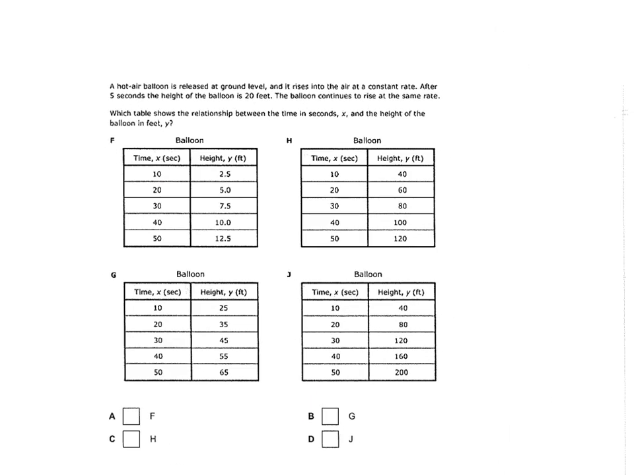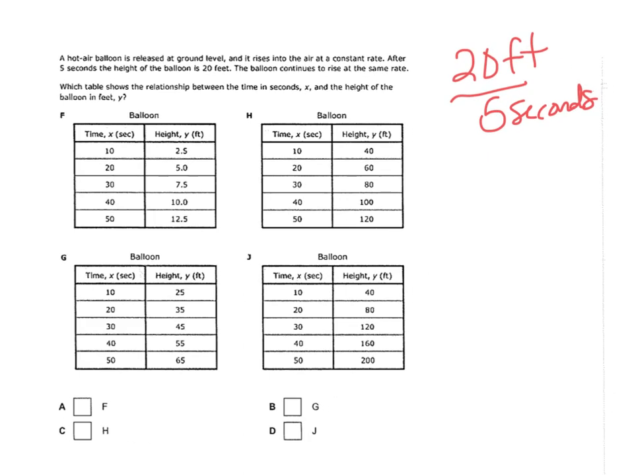A hot air balloon is released at ground level and it rises into the air at a constant rate. After 5 seconds, the height of the balloon is 20 feet. So 20 feet in 5 seconds. The balloon continues to rise at the same rate. Which table represents this relationship?